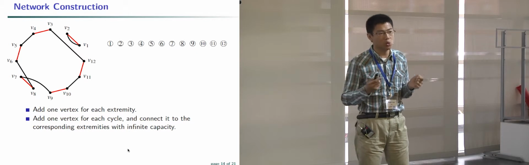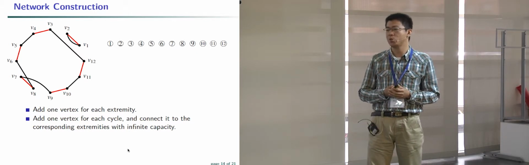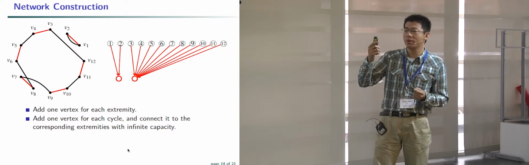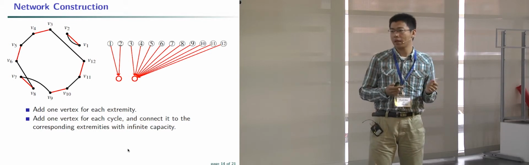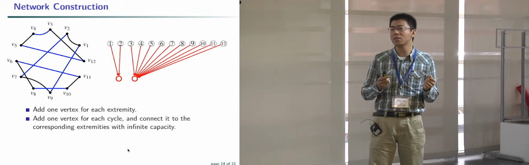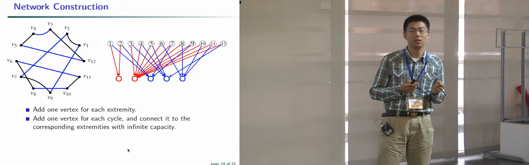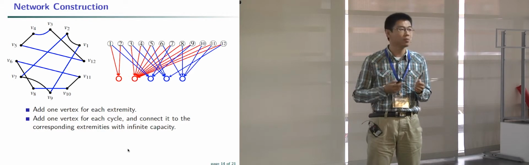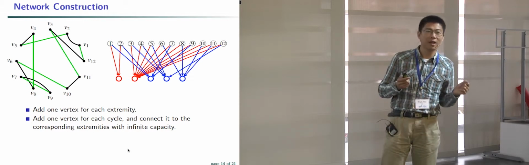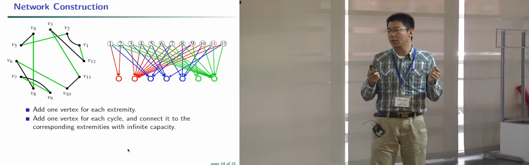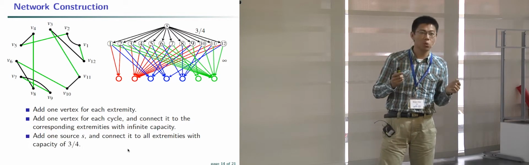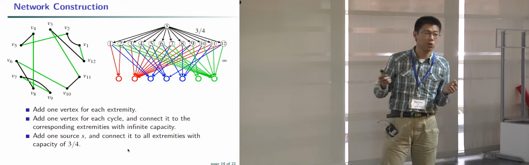So we add 2 vertices to the network. And we connect the corresponding extremities to the cycle. And between the black and the blue, we have 3 cycles. So add 3 more vertices and link the edges to the corresponding extremities. And we do the same thing for the green one. So the third, we add 1 source vertex.